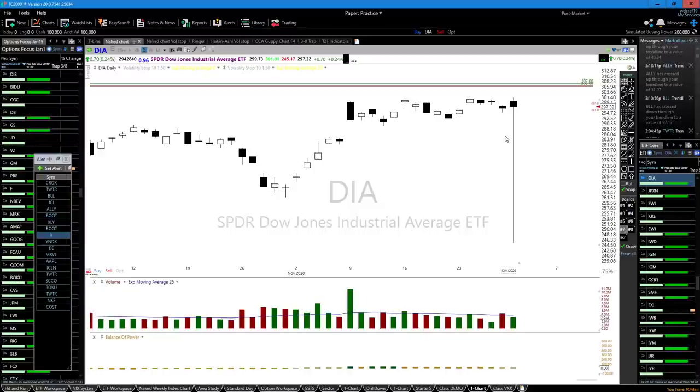If I get a gap down tomorrow, guess what happens? I close the trade. I take the profit. I'm done with that one. What's the next one? I'm not going to sit and watch that wiggle around. I made money, close the trade, look for the next trade.